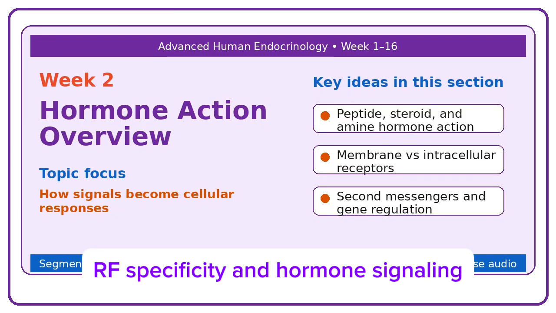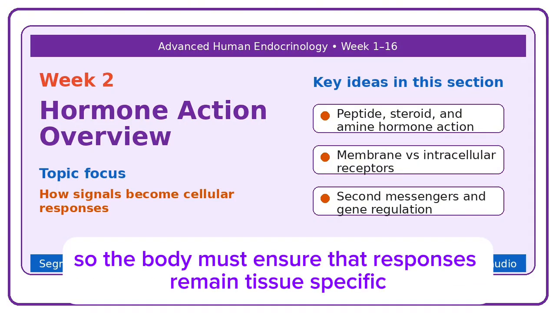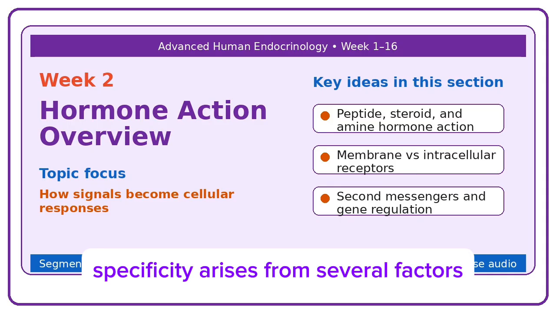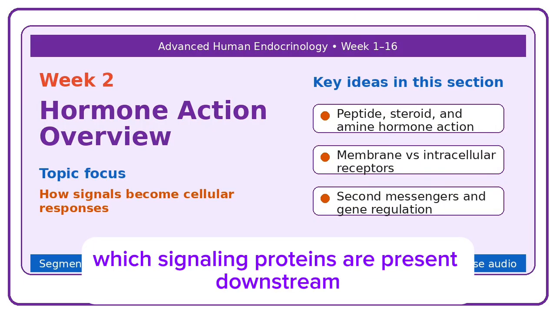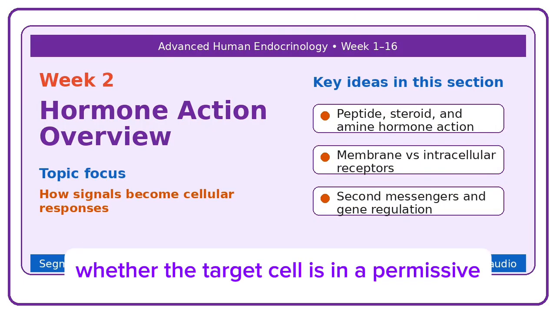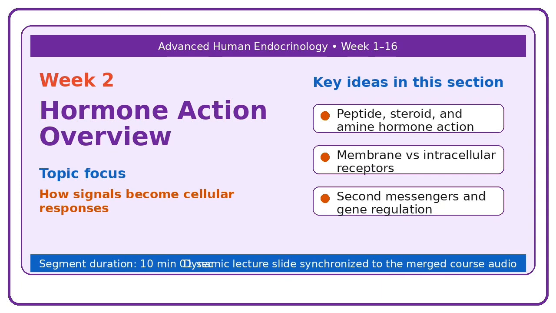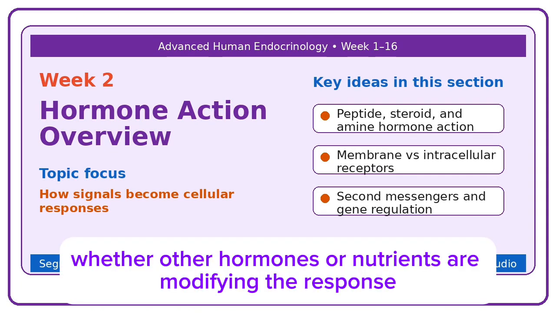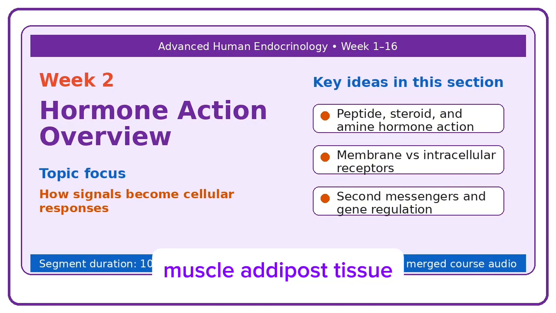5. Specificity in hormone signaling. Hormones often circulate systemically, so the body must ensure that responses remain tissue-specific. Specificity arises from several factors: which cells express the receptor, how much receptor is expressed, which signaling proteins are present downstream, whether the target cell is in a permissive or resistant physiological state, and whether other hormones or nutrients are modifying the response. This is why the same hormone can produce different effects in liver, muscle, adipose tissue, bone, or brain.